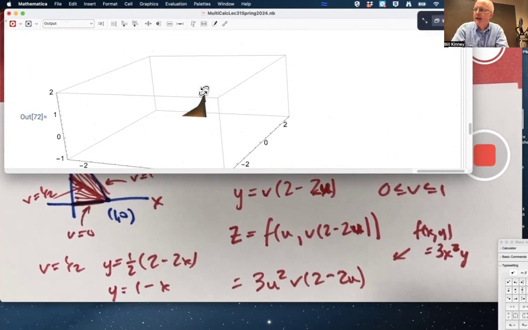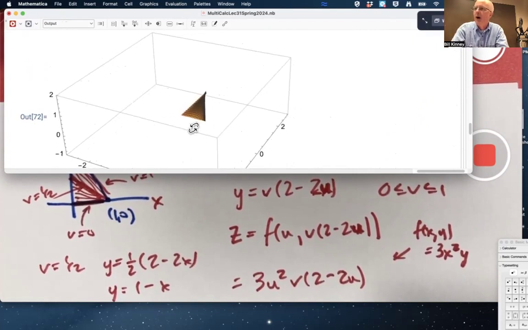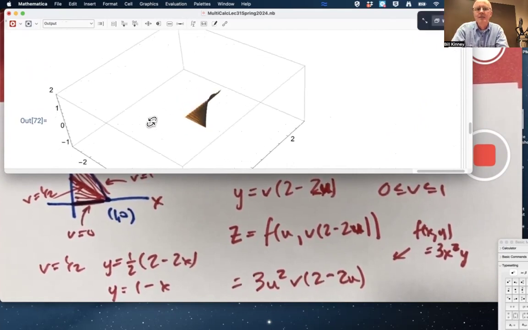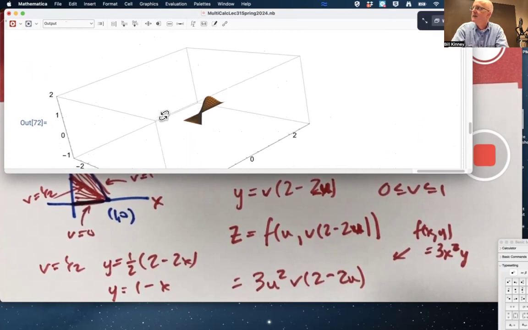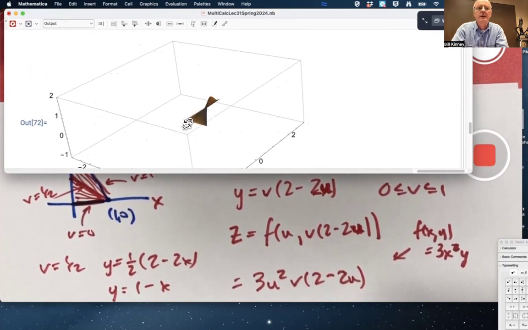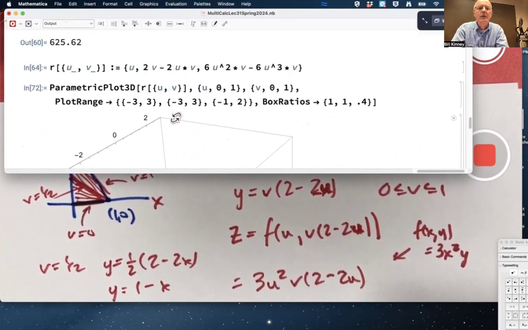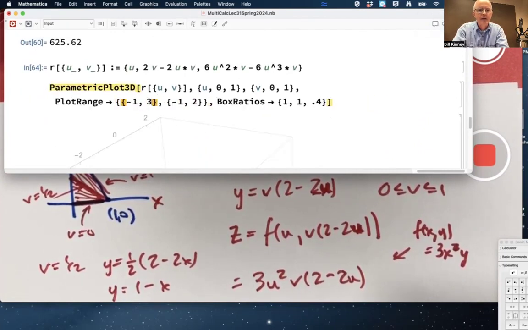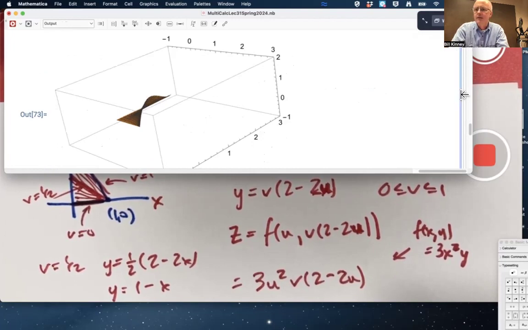The graph's more interesting than I thought at first. From far away, you couldn't see it very well. But there it's got some curviness to it. I zoomed in closer. Let's go even closer. Okay, so then we found the surface area.